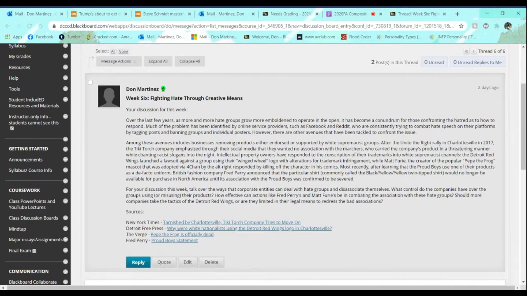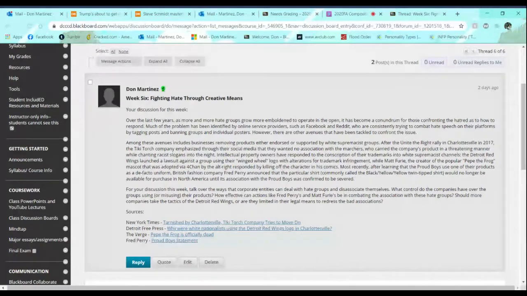Intellectual property owners have responded to the conscription of their trademarks into white supremacist channels. The Detroit Red Wings launched a lawsuit against a group using their winged wheel logo with alterations for trademark infringement, while Matt Furie, the creator of the popular Pepe the Frog mascot that was adopted via 4chan by the alt-right, responded by killing off the character in his comics.